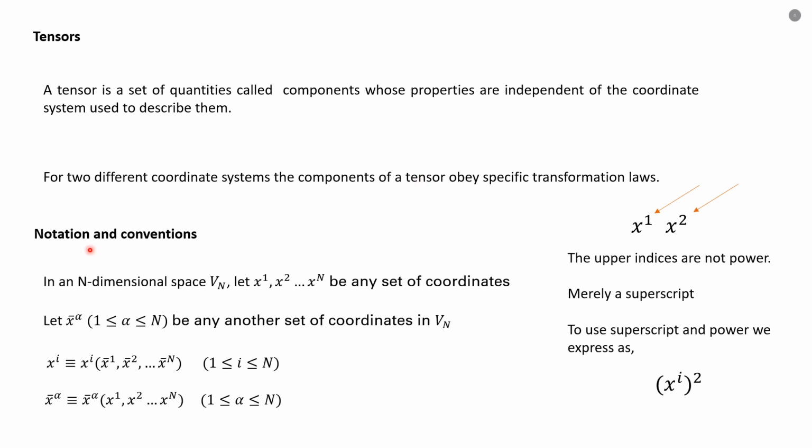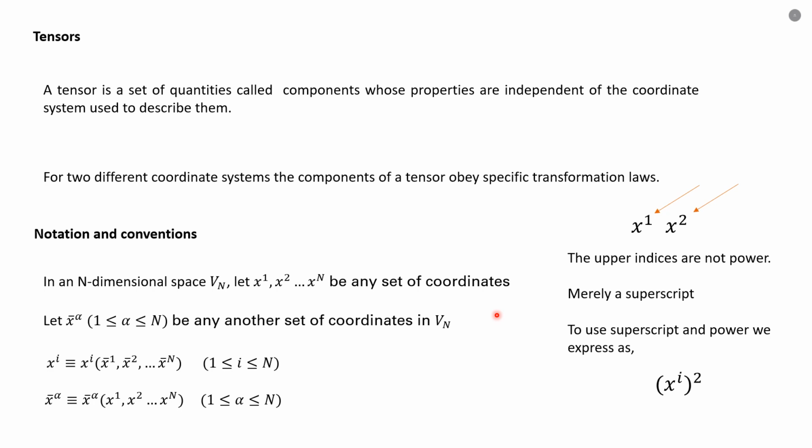So let us introduce some standard notation and conventions that is being followed in tensor analysis. Let us consider an n-dimensional space denoted by V subscript capital N, and let x superscript 1, x superscript 2 up to x superscript capital N be any set of coordinates in the n-dimensional space V subscript N.